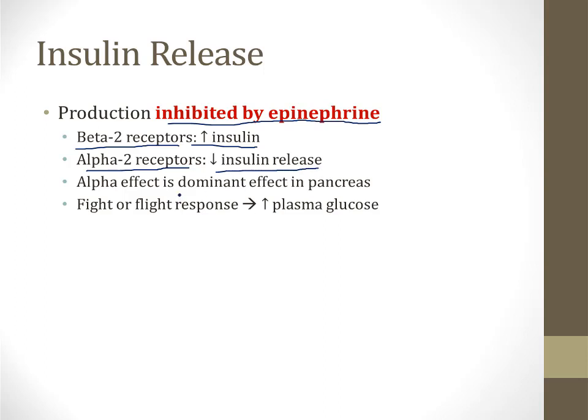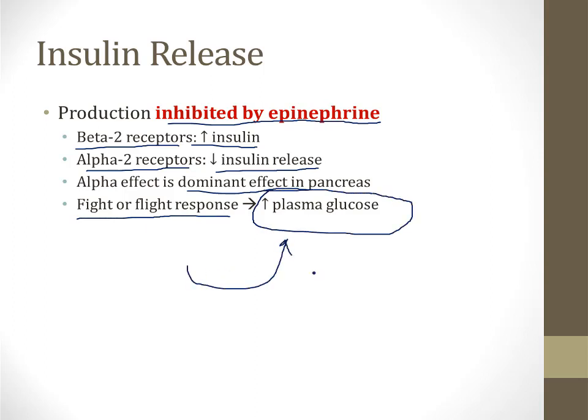And the alpha effect, it turns out, is the dominant effect in the pancreas. Therefore, as you know, when you experience the fight or flight response via the sympathetic nervous system, the result is to raise the plasma glucose level, and this should make sense to you. You want more glucose in the plasma in the setting of a fight or flight response.